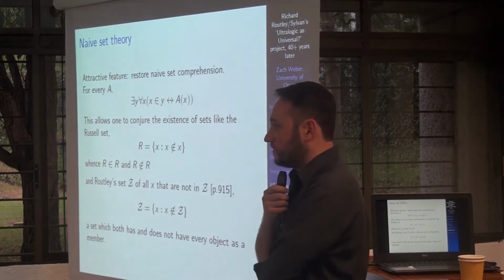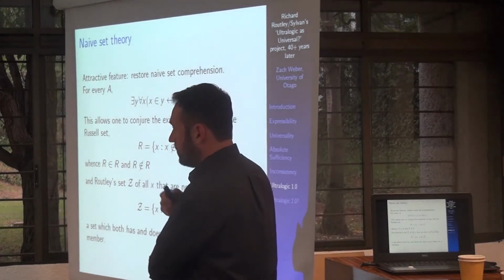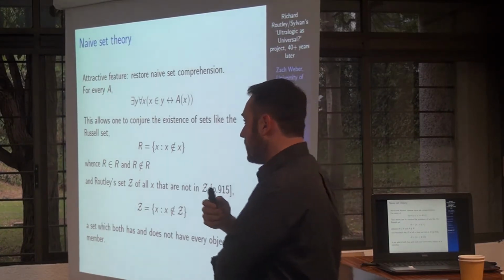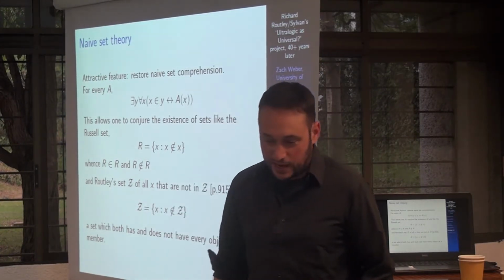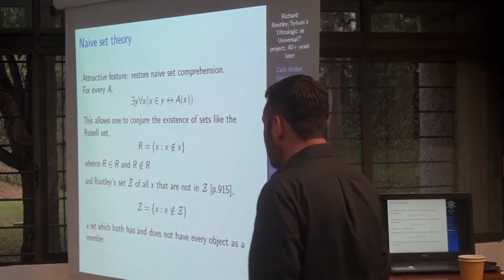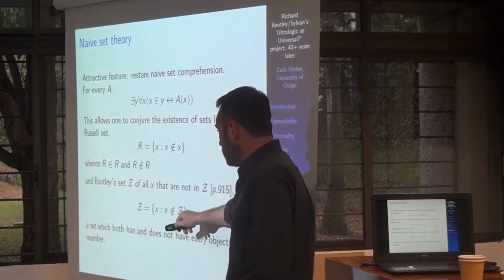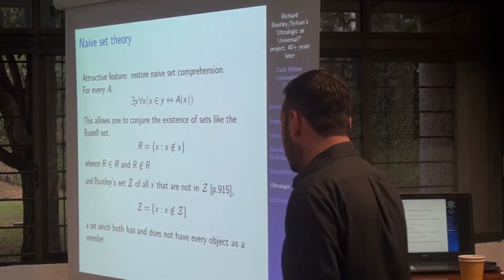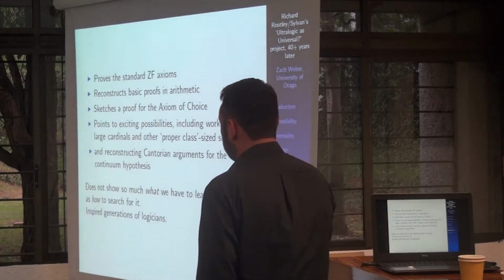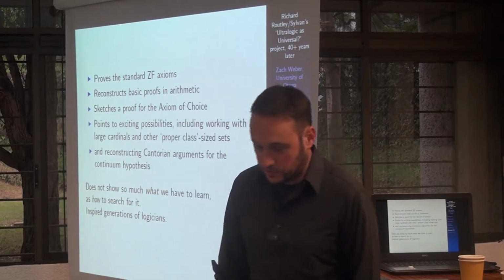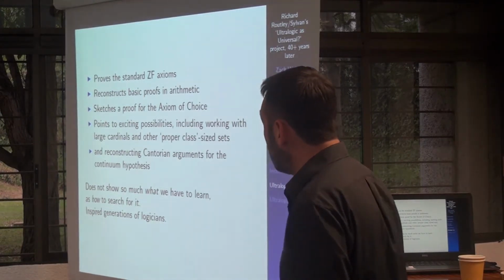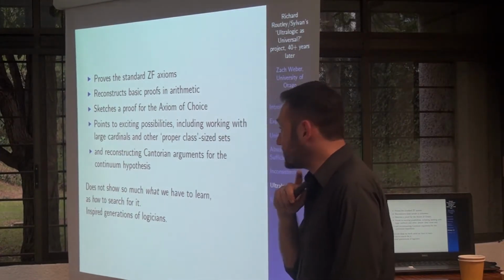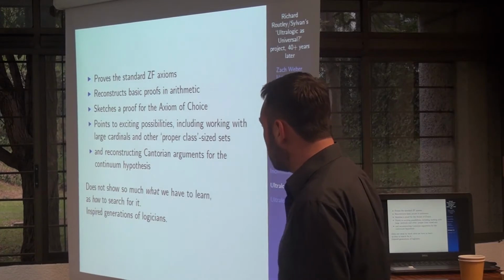And it's got various attractive features, as I've indicated. You can have back, or it appears that you can have back, full naive comprehension in set theory, and then you can just derive the existence of the Russell set, and that it's contradictory, and that's fine. And you can derive the existence of the Routley set, which is the set of all things that are not members of the Routley set, and that's fine. And it's all very exciting stuff. So even in that paper, he shows that you can prove the standard ZF axioms. You can reconstruct some basic proofs in arithmetic. He sketches a questionable proof for the axiom of choice, points to some other exciting possibilities.